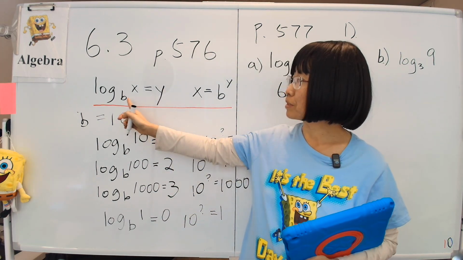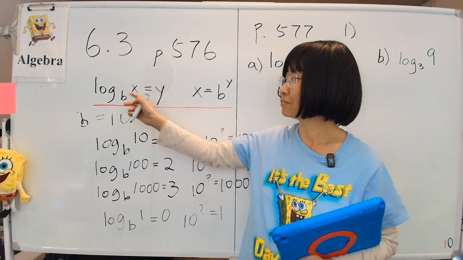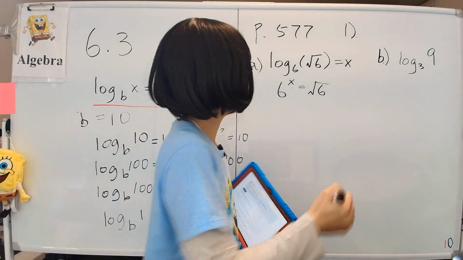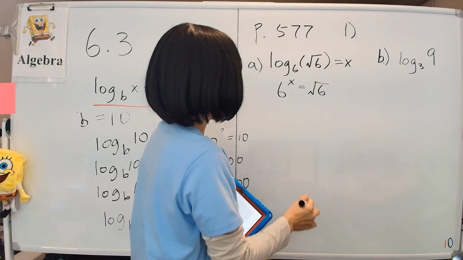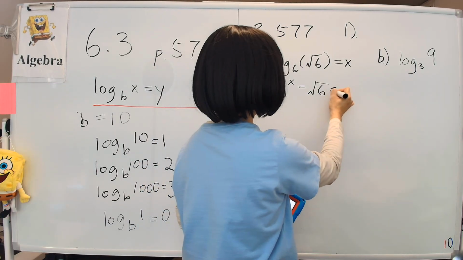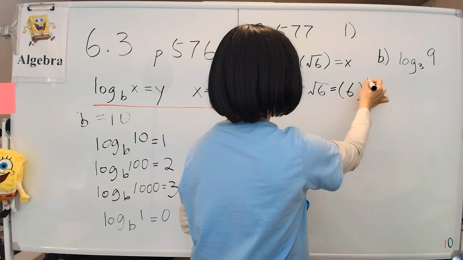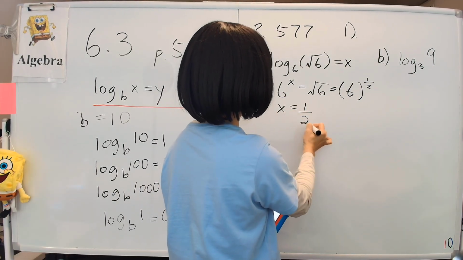Always remember, the base to this power, what it equals to, has to equal what you're taking the log of. That's what log means. So 6 to the power x equals the square root of 6. Well, just by looking at it, 6 to what power is the square root of 6? The square root of 6 is also 6 to the 1/2 power, right? So x has to be 1/2, and that's the answer.